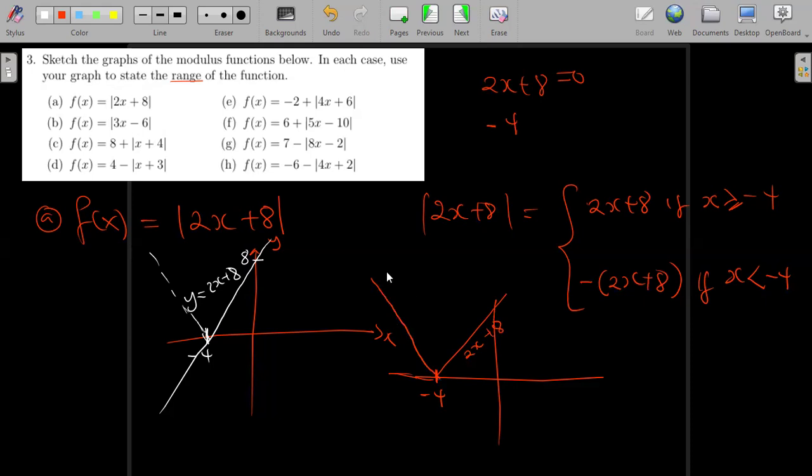So this will be, you multiply that negative, just have negative 2x minus what? Minus 8. So that's what you get this side. So this is how you sketch this graph. And I'm sure you understand from this first part how we are reaching this point, and how we will define that modulus there.